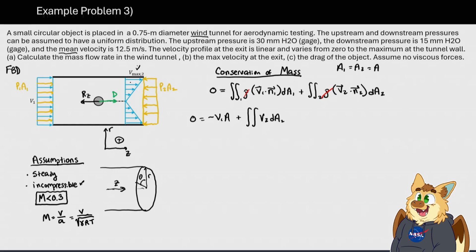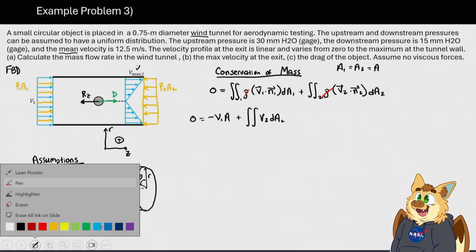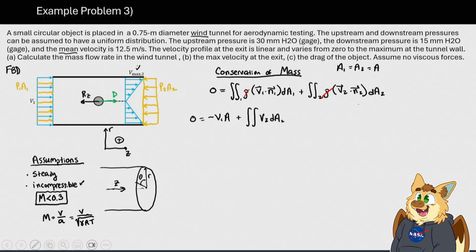So that means we actually have to come up with a function for our velocity as a function of the radius of the pipe. So we can come over to the right here, and I'll use a different pen color. Let's use, I like green. We'll do green for now. So let's do maybe a little boxed out area over here.